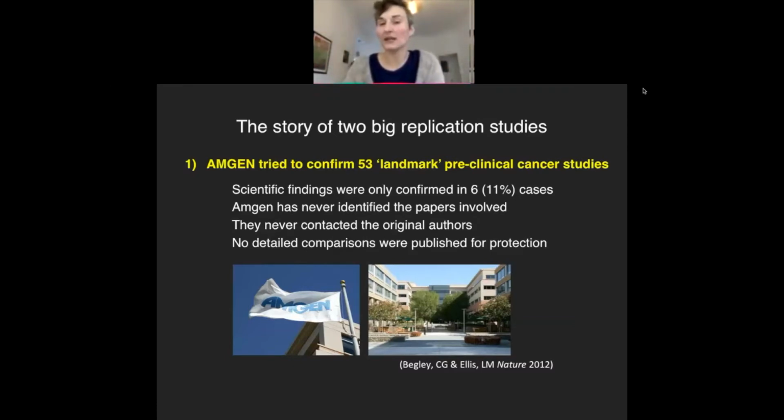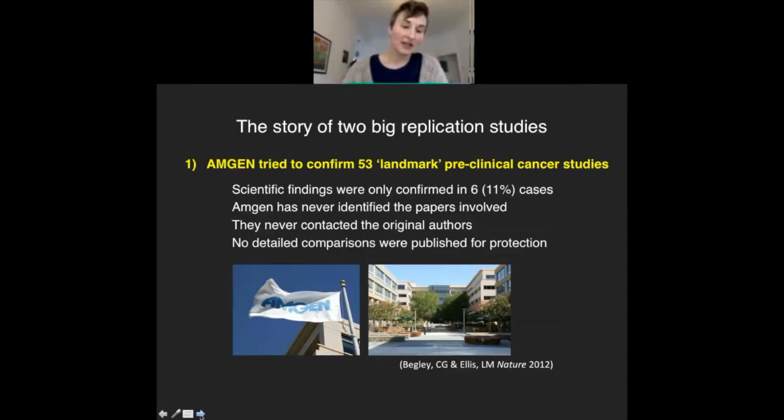One drawback of this study was that Amgen never identified the actual papers they tried to replicate. So they also never contacted, or were not in exchange with, the original authors while they were replicating them. And they also never published really detailed comparisons because they wanted to protect the original authors. So you cannot go and look at what exactly they have done and what their exact results were.